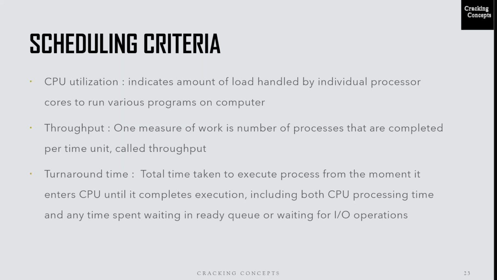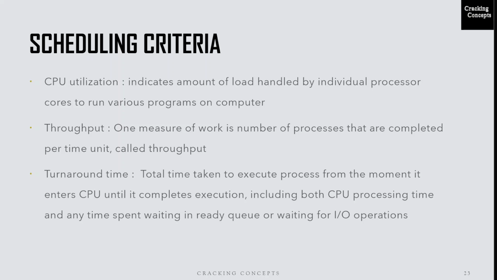It indicates the amount of load handled by individual processor cores to run various programs on a computer. We want to keep the CPU as busy as possible. Conceptually, CPU utilization can range from 0 to 100%. In a real system, it should range from 40% for a lightly loaded system to 90% for a heavily loaded system. Next is throughput. If the CPU is busy executing processes, then the work is being done.